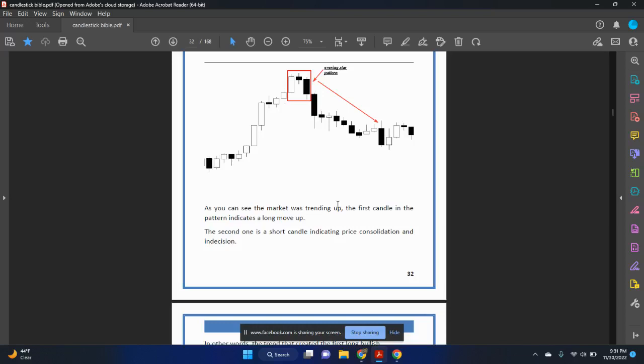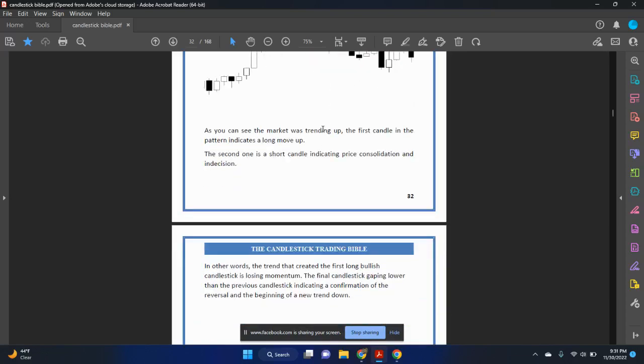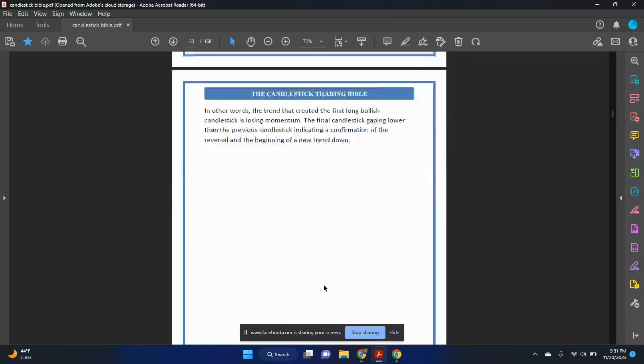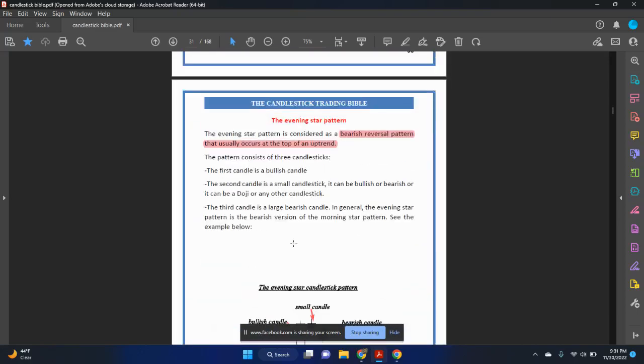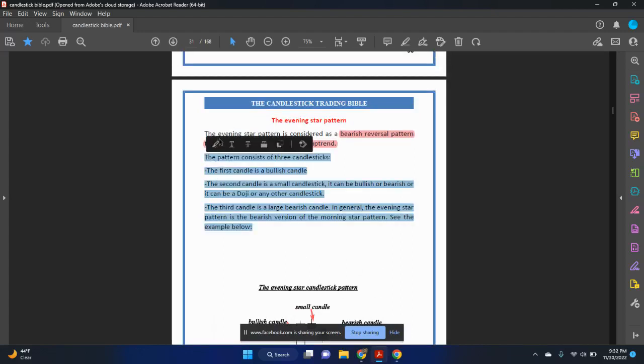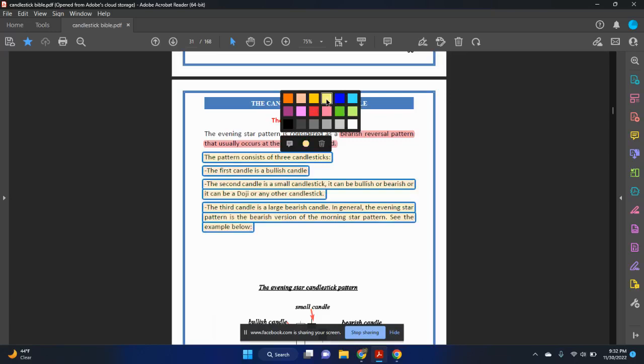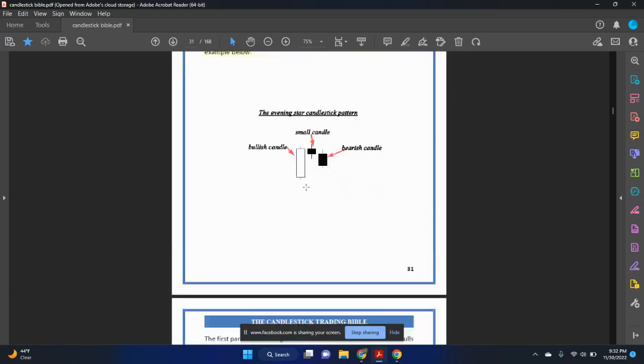As you can see, the market was trending up. The first candle in the pattern indicates a long move up. The second one is a short candle indicating price consolidation and indecision. In other words, the trend that created the first long bullish candlestick is losing momentum. The final candlestick is gapping lower than the previous candlesticks, indicating a confirmation of the reversal and the beginning of a new downtrend. So there you go. And I want to make this yellow because this is how you can identify it.